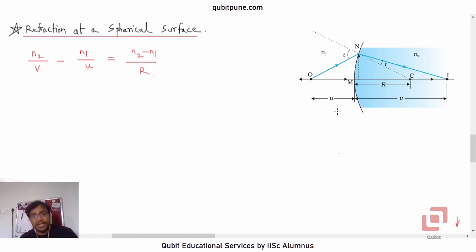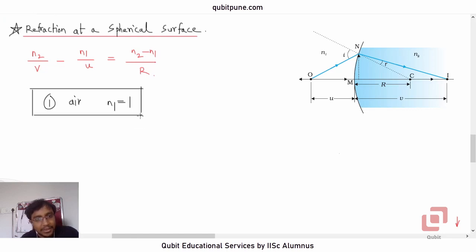What formula do we get? R is the radius of curvature of this surface. So the formula is n2 by v minus n1 upon u is equal to n2 minus n1 upon r. If medium 1 is air, then n1 becomes equal to 1. This is refraction at a single spherical surface.